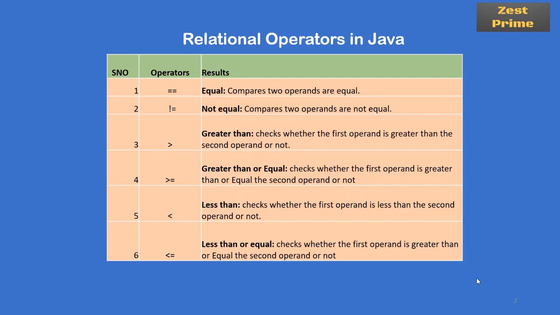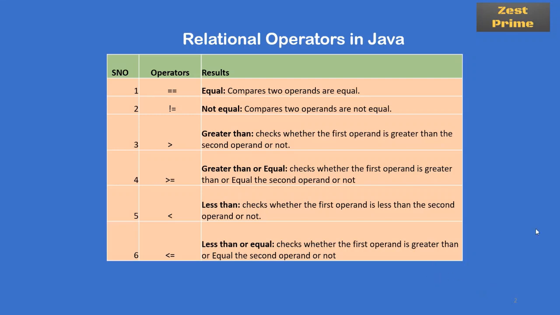Similarly the second one, not equal. Here also we are trying to compare two operands' values, and we are checking whether these two are not equal. If both are not equal, then it will result true, else it will result false.